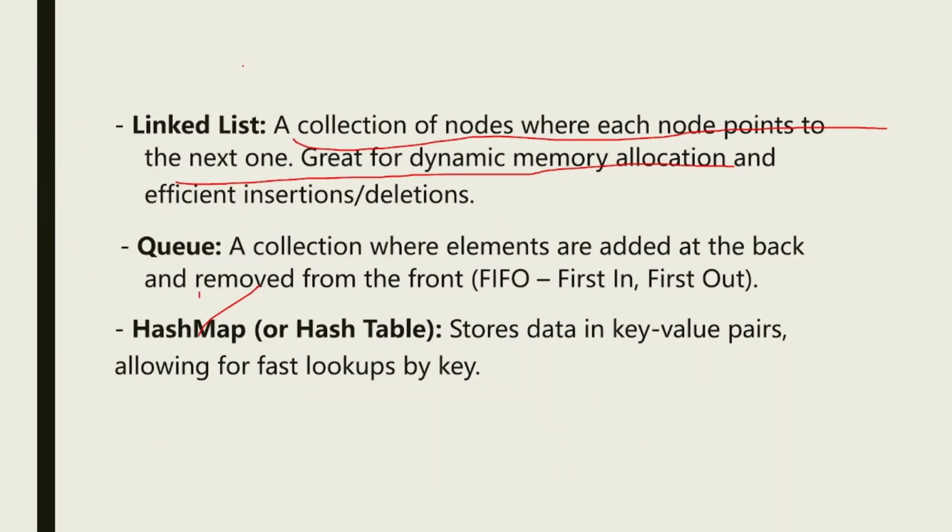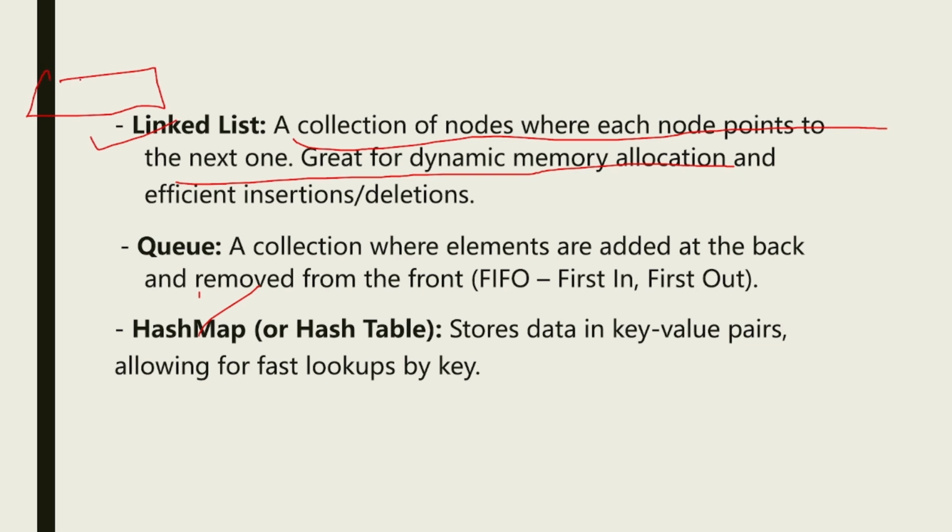But in the case of a linked list, we don't need to do any lengthy operations. The time complexity for insertion and deletion is big O of 1, which in the case of an array is big O of n. So the time complexity of a linked list is O(1), while in the case of an array it is O(n).